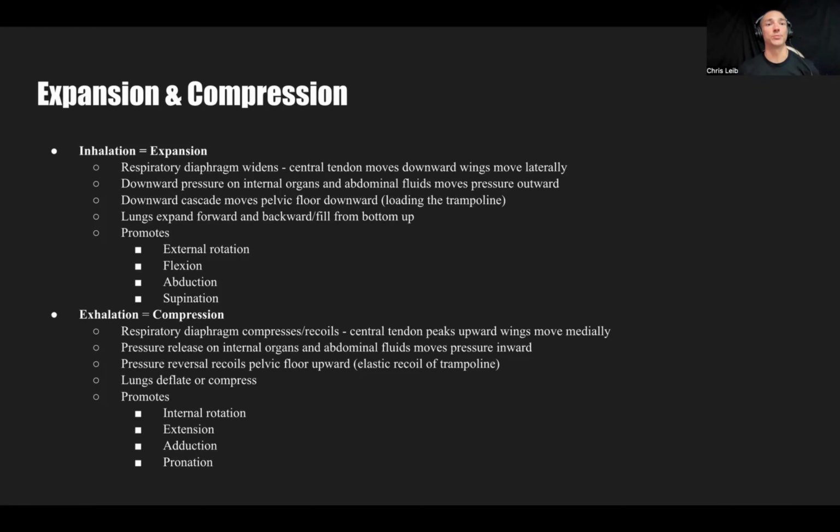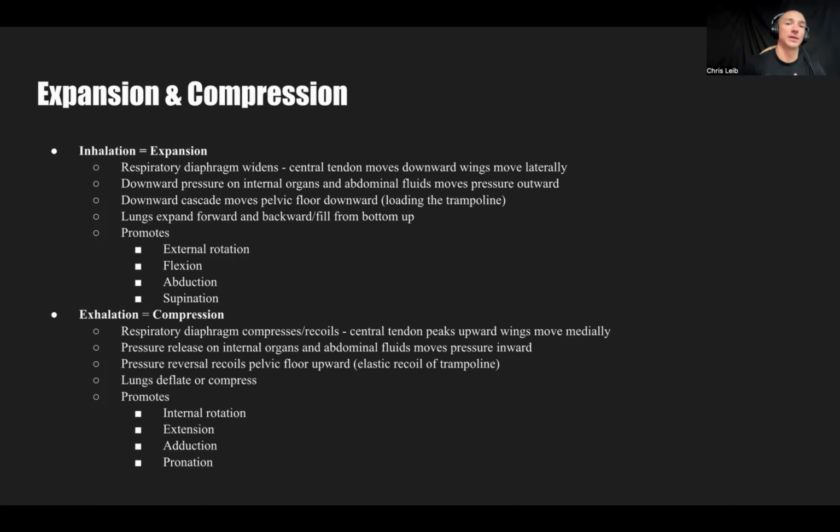We're going to look at the respiratory diaphragm widening and again dropping down, as mentioned before, which will then move the central tendon down. The wings of the diaphragm will move laterally. And then this downward pressure puts pressure on the internal organs and the abdominal fluids around that area. And then that moves pressure from in to out. So we get a little bit wider down into the abdomen and the lower rib cage. This downward cascade then also has the potential to move the pelvic floor downward.